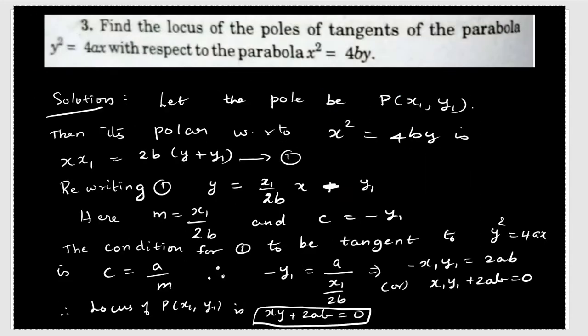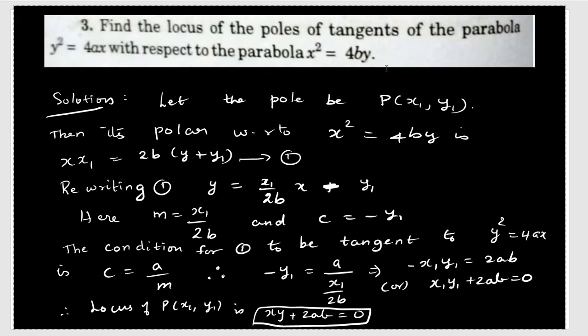Now the third one, we are asked to find the locus of poles of tangents of the parabola with respect to the parabola. Whenever we are finding the locus of something, that point has to be taken as x1, y1. So here we are asked to find the locus of poles. So we shall take the pole to be P of x1, y1. Once you write the pole, we have to write out the polar.